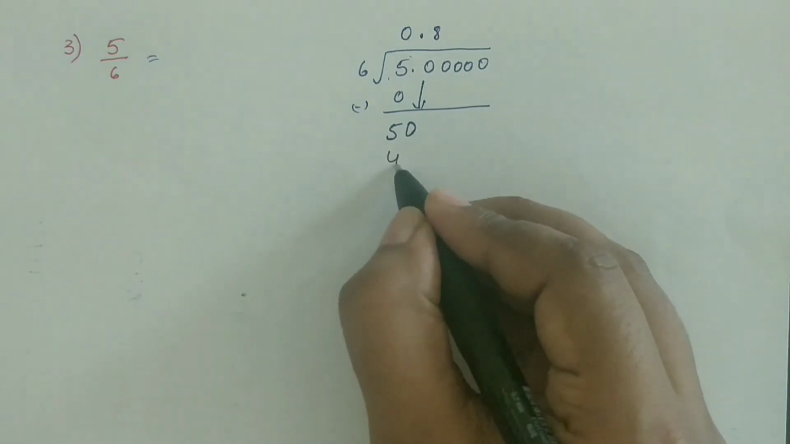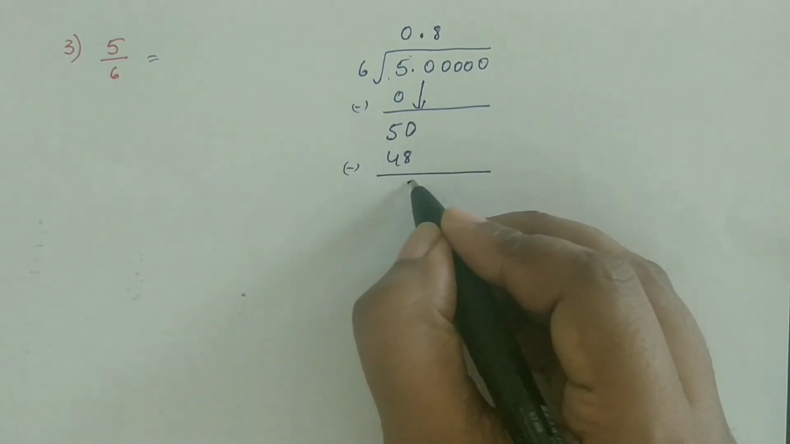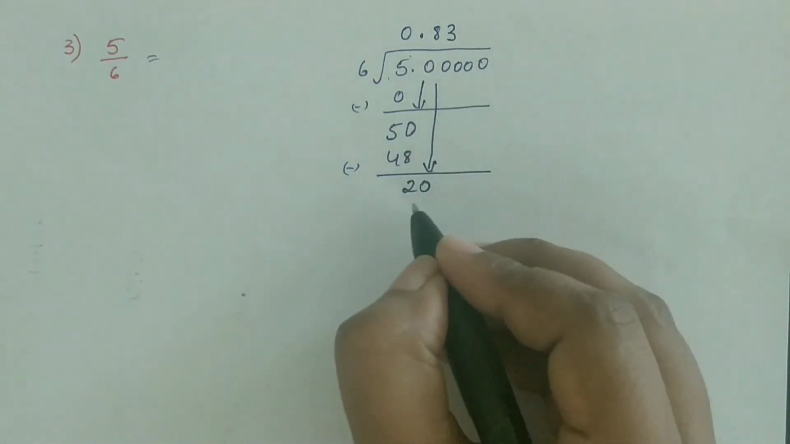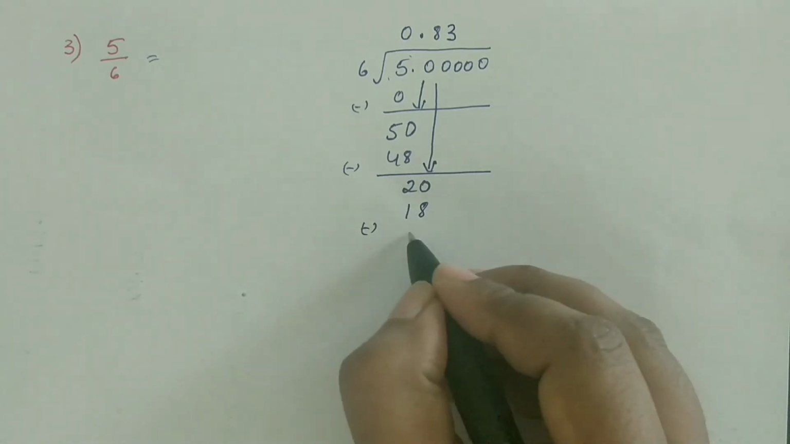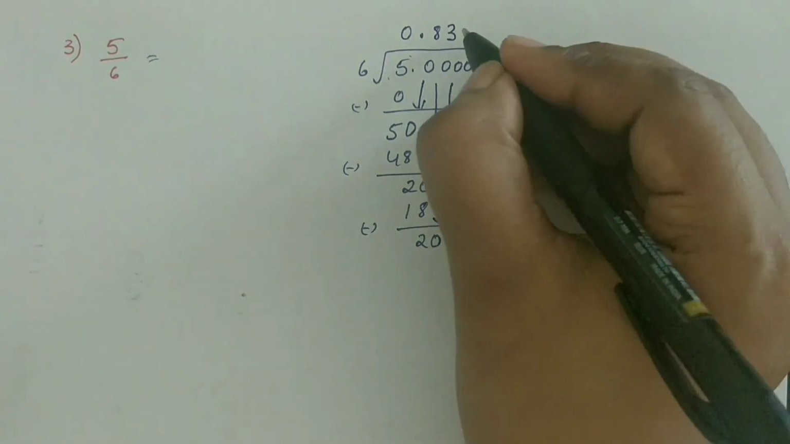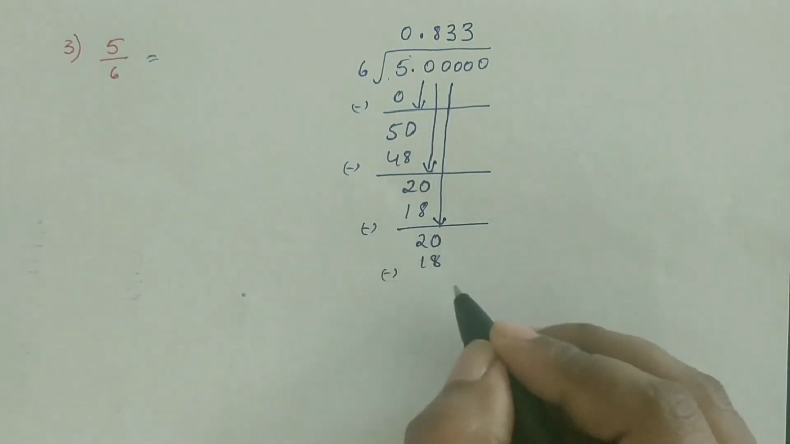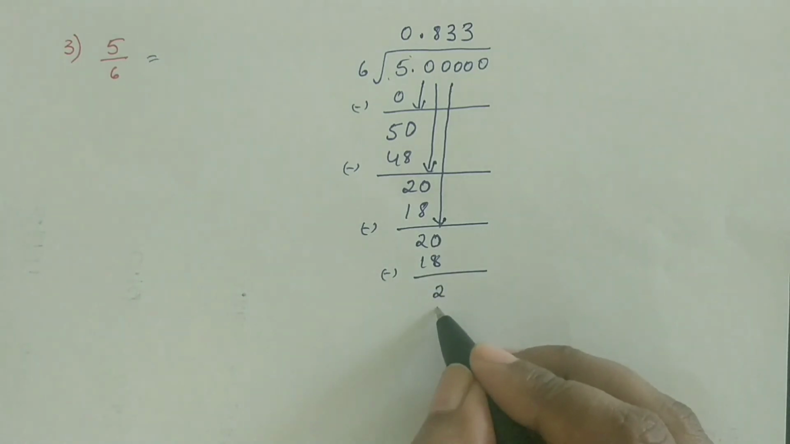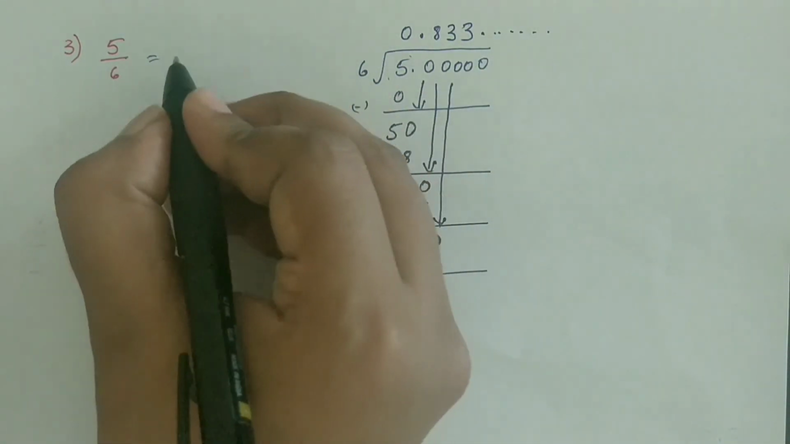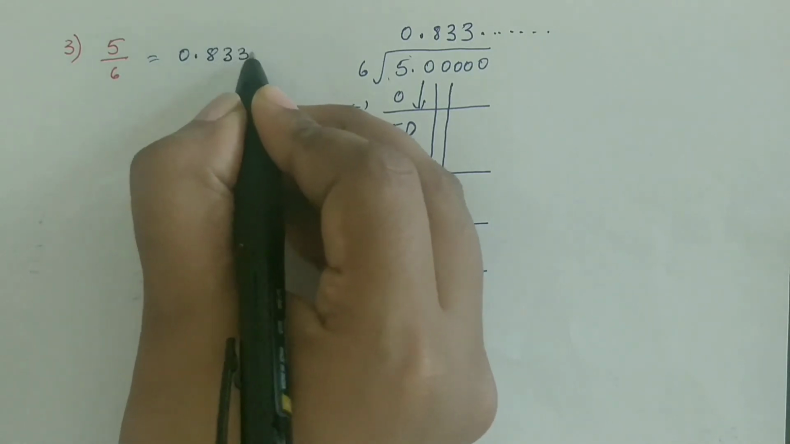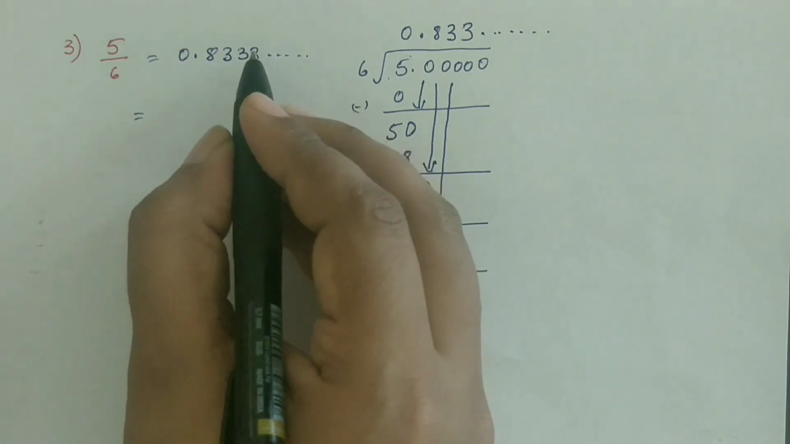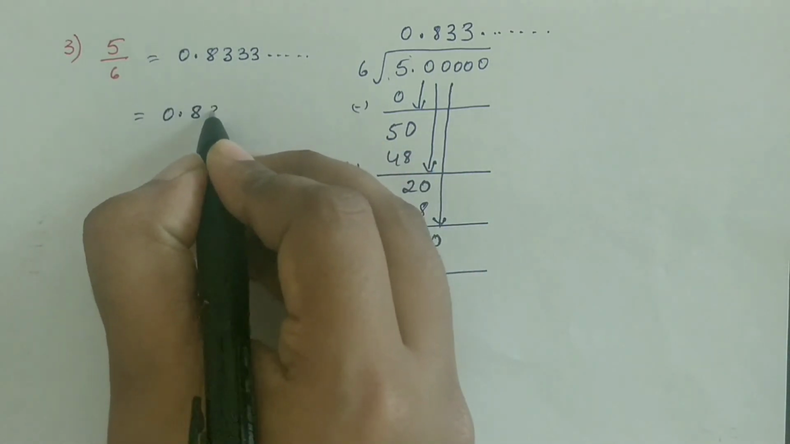6 × 8 is 48. Difference is 2, and bring down 0. 6 × 3 is 18. Difference is 2. Again bring down 0. 6 × 3 is 18. So the difference is again 2. So the remainder will be 2 and 3 will be repeating. 5 by 6 equal to 0.8333 and so on. So put a bar over the repeating digit. 0.83 bar.